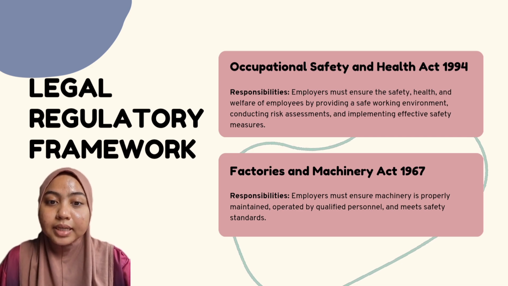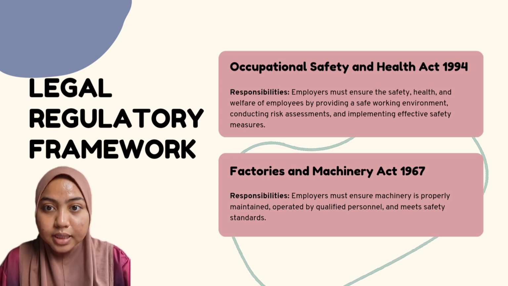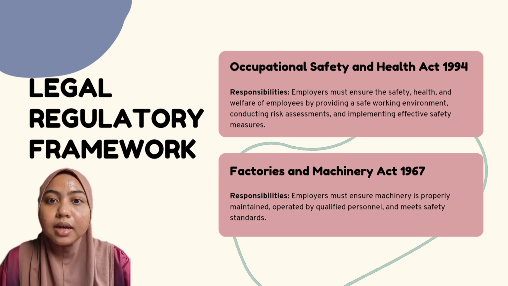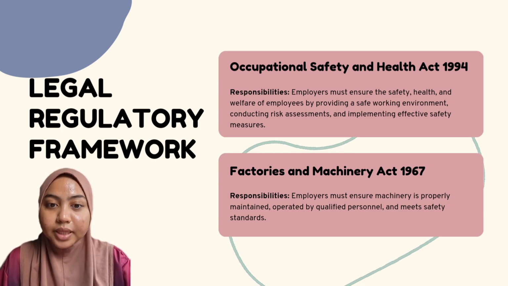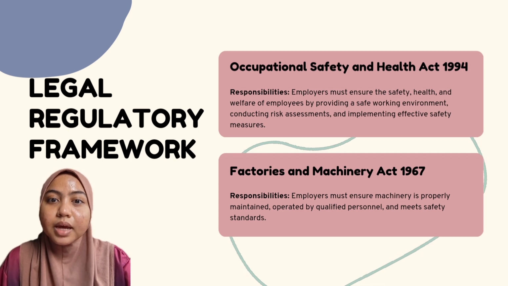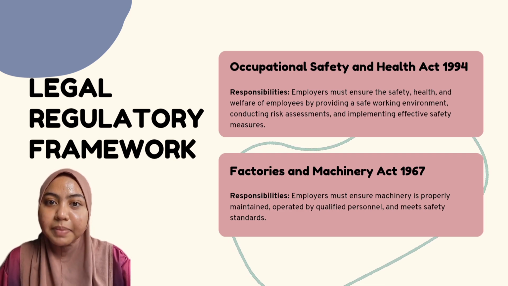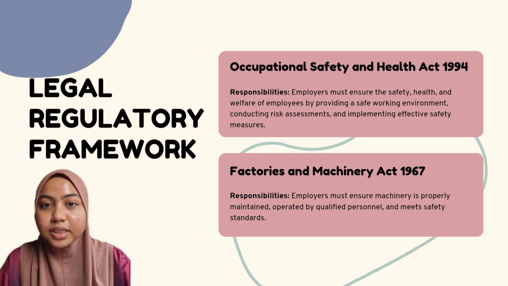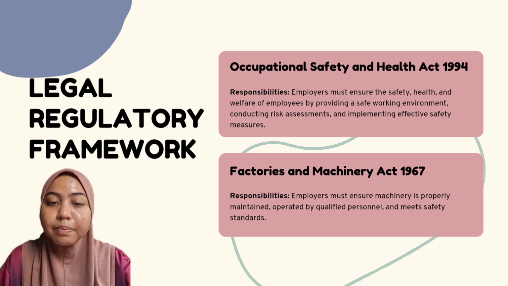The next legal regulatory framework is the Factories and Machinery Act 1967. Based on this act, the responsibilities: employers must ensure machinery is properly maintained, operated by qualified personnel and meets safety standards. Operated by qualified personnel means someone that is competent for the machine. And the enforcement: DOSH inspects machinery and factories, enforces safety standards, and penalizes non-compliance.